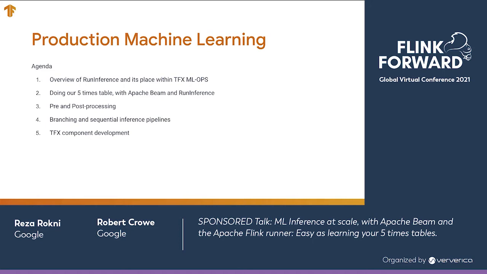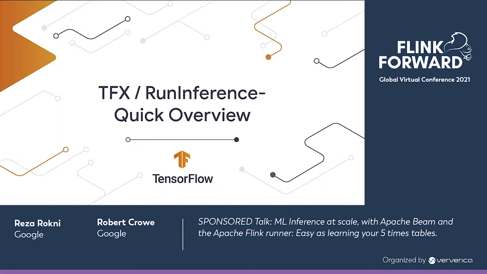We are then going to start doing things that you would need to do in production to make use of the pipeline. So pre and post processing of the data, followed by some more advanced uses of Apache Beam, because we can do things like branching and sequential inference with multiple pipelines, all within the same Beam construct. And of course, that's runnable both in batch and streaming. And then finally, we're going to finish off with some TFX component development. So next slide, please. And with that, over to Robert.